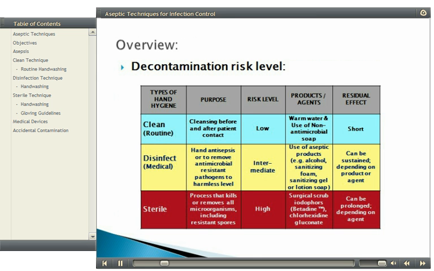Types of hand hygiene: sterile. Purpose: process that kills or removes all microorganisms, including resistant spores. Risk level: high. Products, agents: surgical scrub iodophores, betadine, chlorhexidine gluconate. Residual effect: can be prolonged depending on agent.